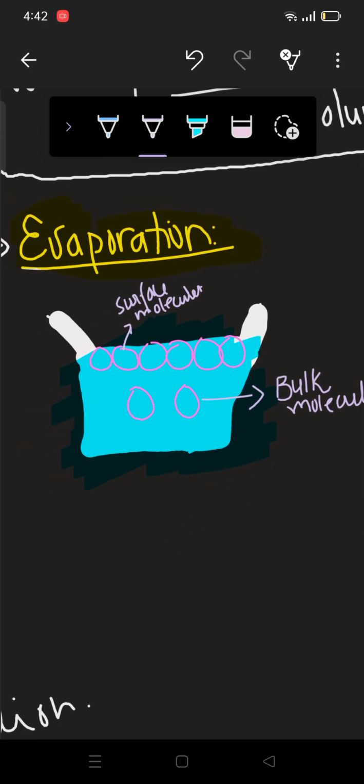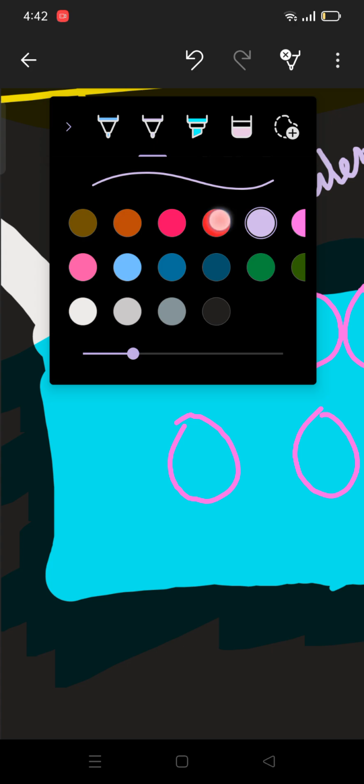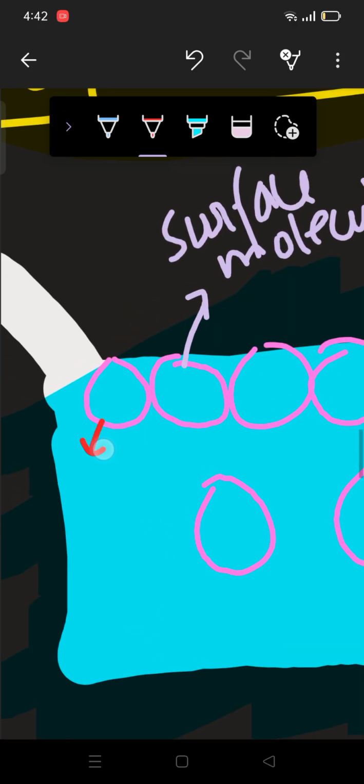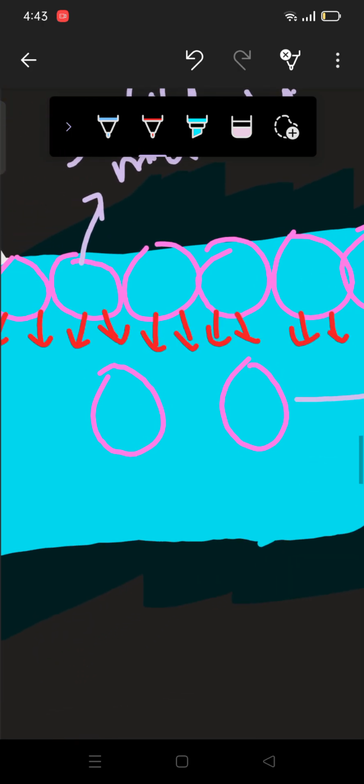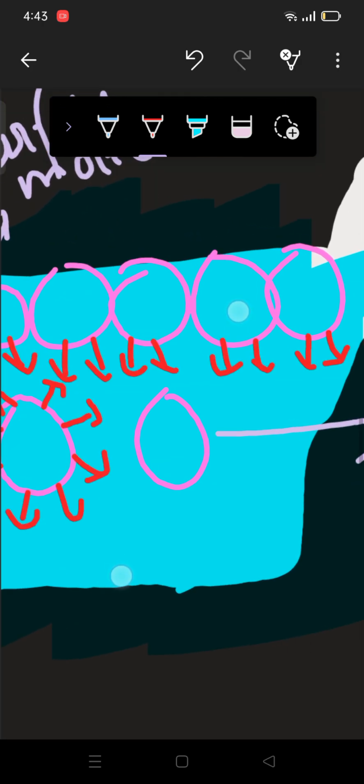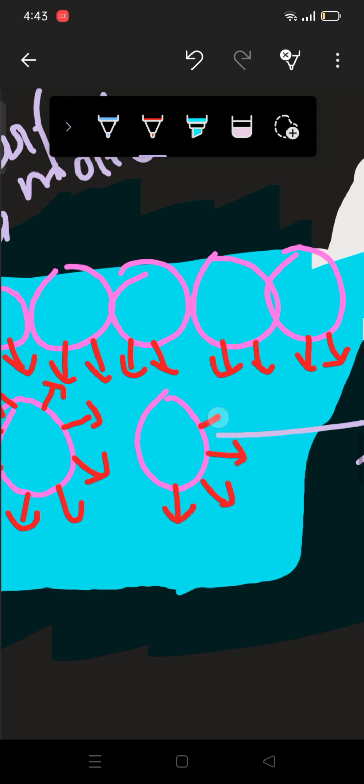Now see, always surface molecules would evaporate. There is no case in which a bulk molecule would evaporate. There is only a case where a surface molecule would evaporate. Why will they evaporate? Let's discuss that. You can see they have attractive forces, and all are downward. They are less attractive forces. But if we see the bulk molecule, it has more attractive forces from every side. That's why it would not evaporate. However, surface molecules would evaporate since they have less attractive forces.